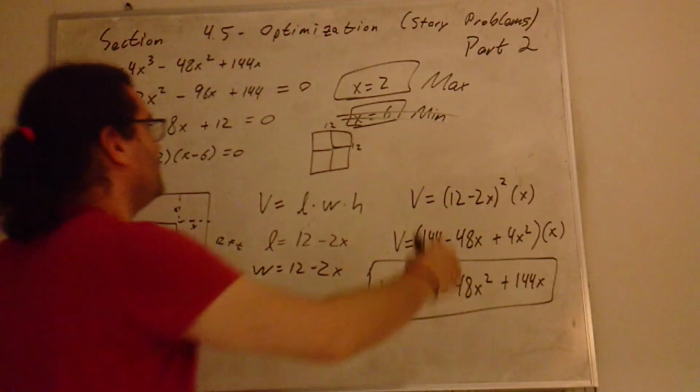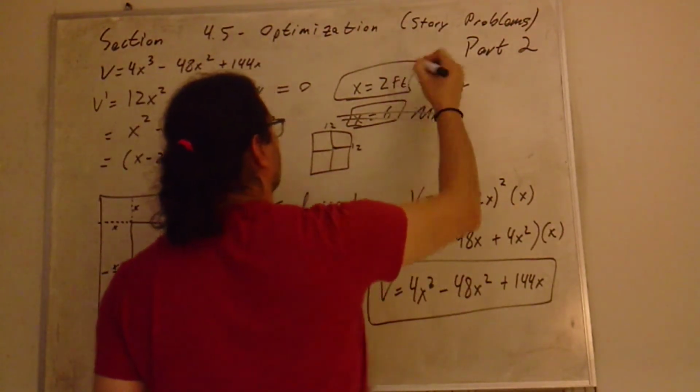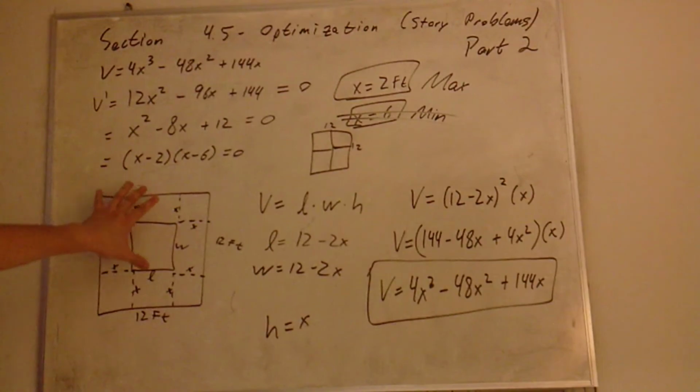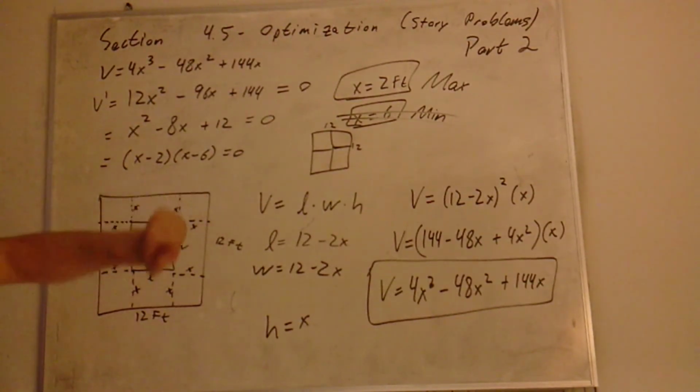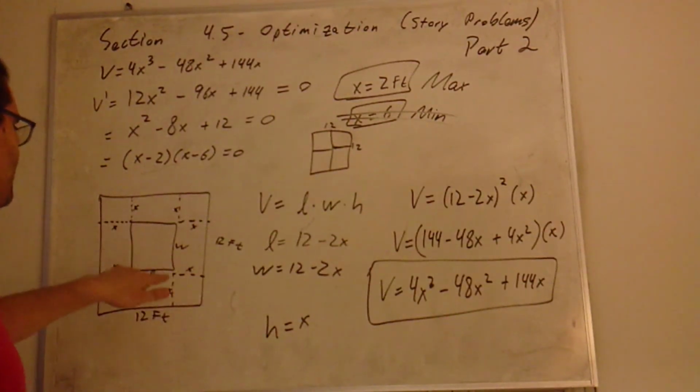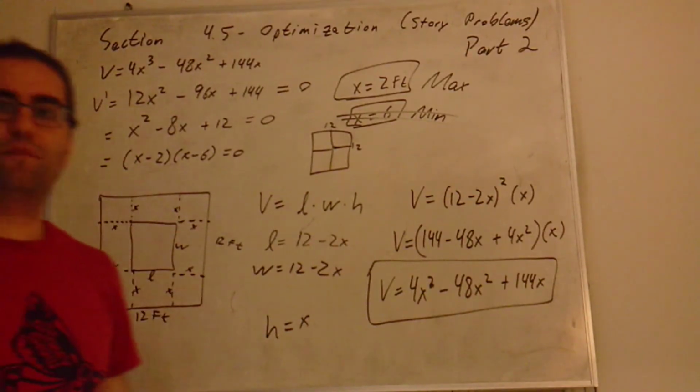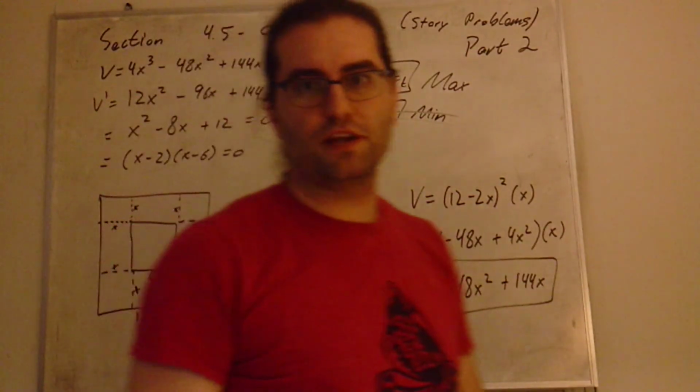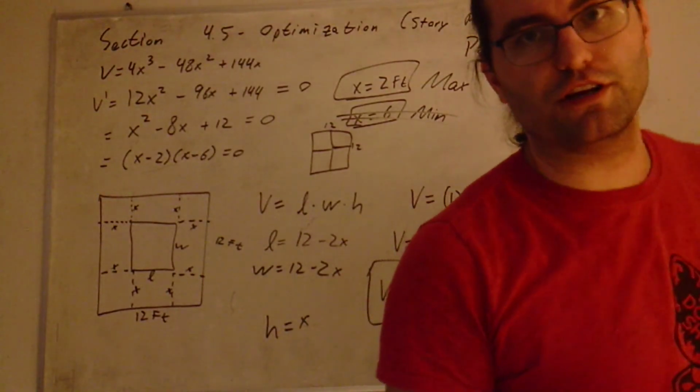So, you need to cut 2-foot squares out of each corner of this piece of sheet metal, and then fold up the flaps to have an 8-foot by 8-foot by 2-foot open top box. That is the most volume you can get out of a 12-foot by 12-foot sheet of metal.